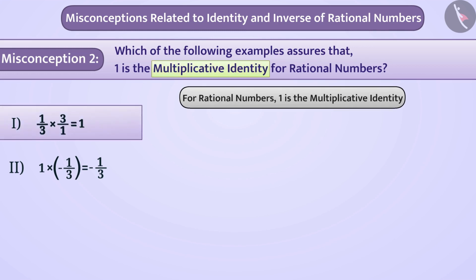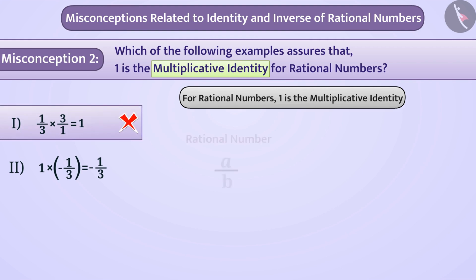By looking at the first option, they think that here multiplication operation is performed and the answer obtained is 1. Therefore, this option is an example of multiplicative identity. For this reason, they give the answer as option 1, which is a wrong answer.